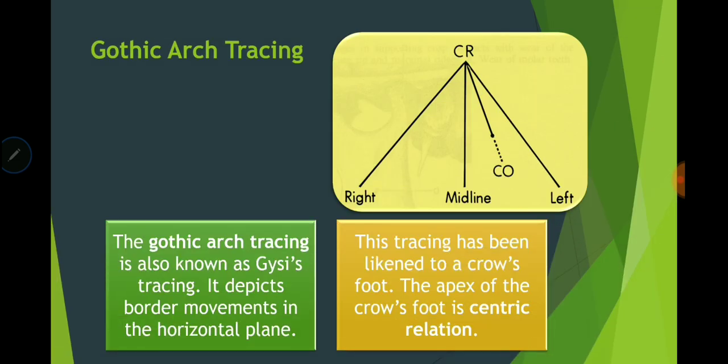So the Gothic arch tracing, make sure you look at it and memorize it. It's good to know, so make sure you keep that in mind. The Gothic arch tracing is also known as the needle point tracing, and it shows border movement in the horizontal plane. So Posselt triangle, Posselt has two S's, that's the sagittal plane. And then you have the Gothic arch, this is the horizontal plane.